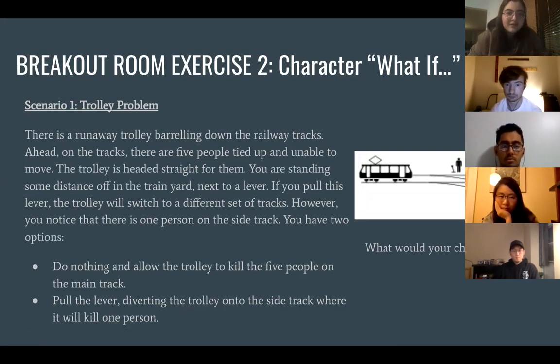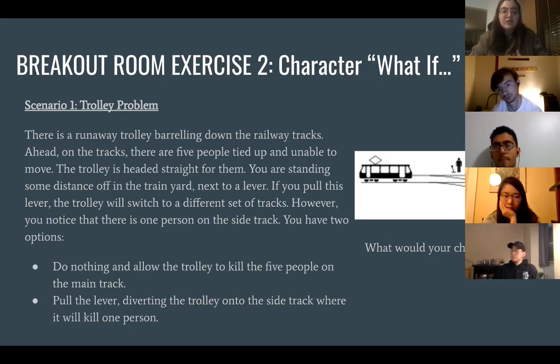There's a runaway trolley barreling down the railway tracks. Ahead on the tracks, there are 5 people tied up and unable to move. The trolley is headed straight for them. You're standing some distance off in the train yard next to the lever. If you pull this lever, the trolley will switch to a different set of tracks. However, you notice that there is one person on that side of the track. You have 2 options: do nothing and allow the trolley to kill the 5 people on the main track, or pull the lever, diverting the trolley onto the side track where it will kill 1 person.